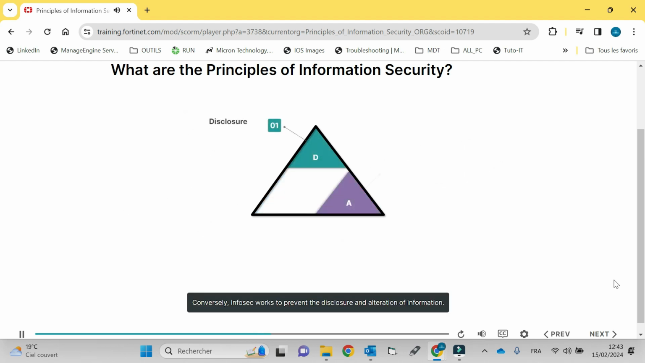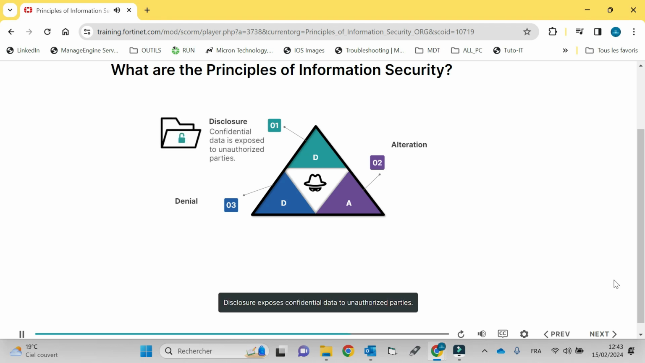Conversely, InfoSec works to prevent the disclosure and alteration of information. In addition, it strives to ensure that authorized parties are not denied information. These characteristics, known as the DAD Triad, are the opposite of the CIA Triad.